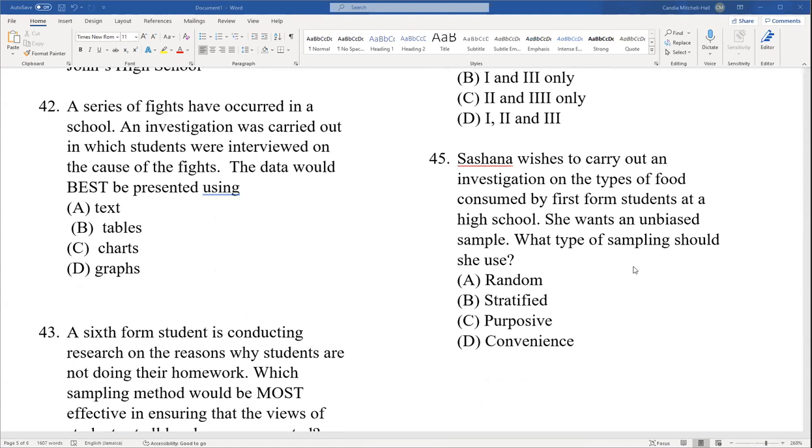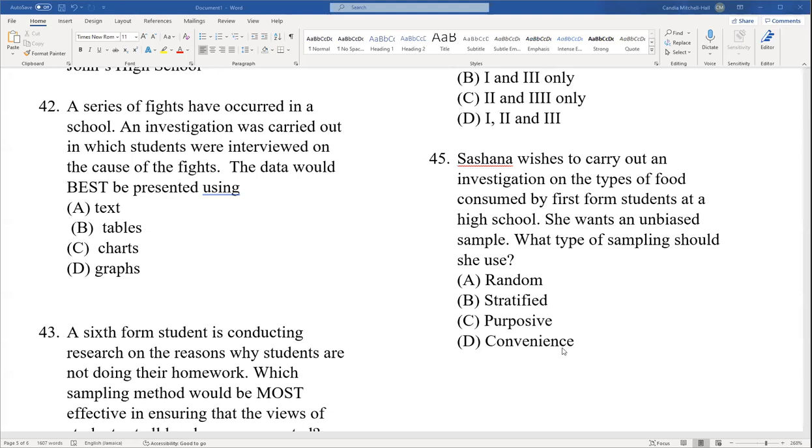45. Sashana wishes to carry out an investigation on the types of food consumed by first form students at high school. She wants an unbiased sample. What type of sampling should she use? Random, which is A. So what's the main difference between random and stratified random?